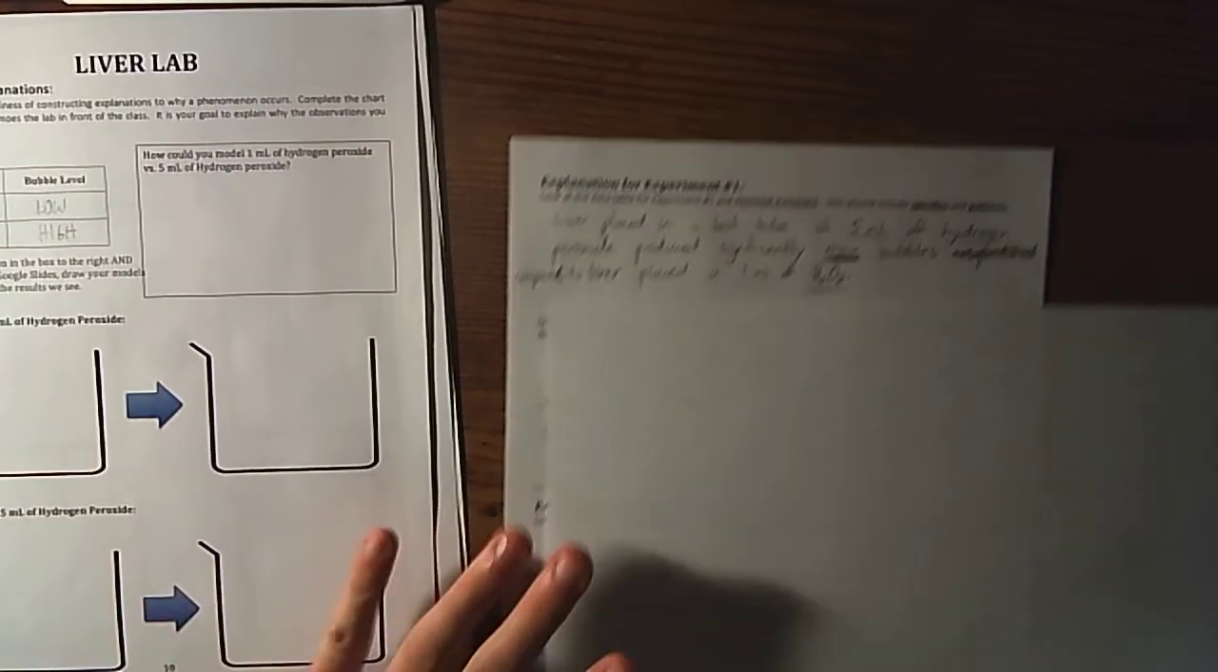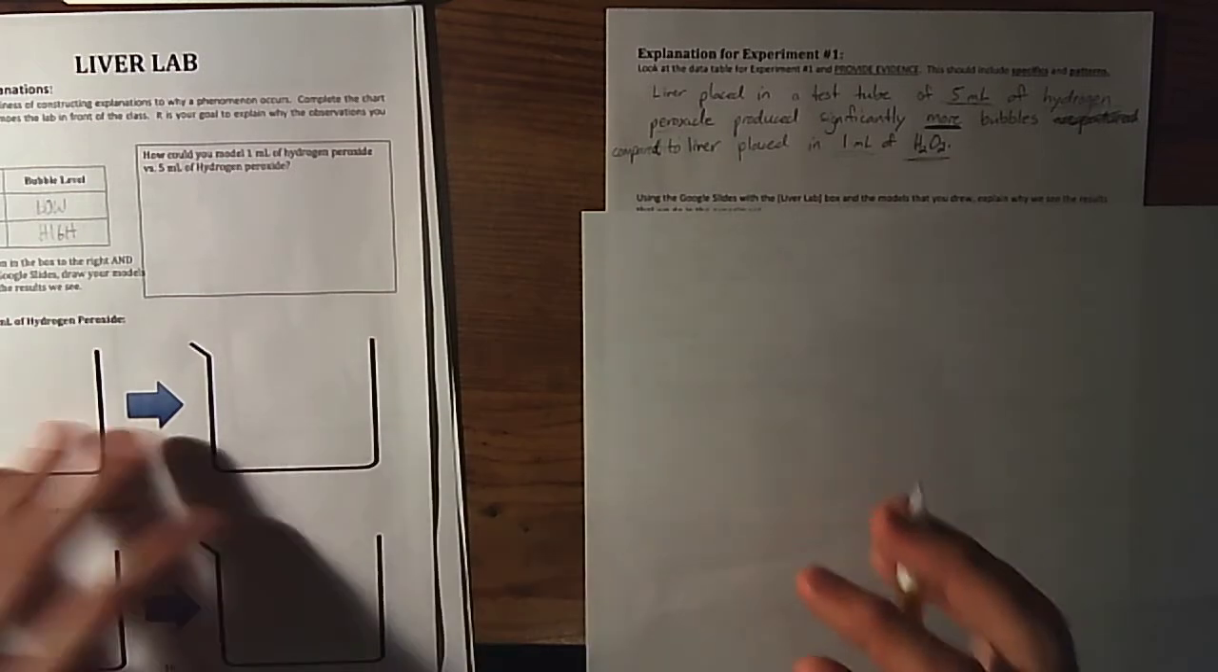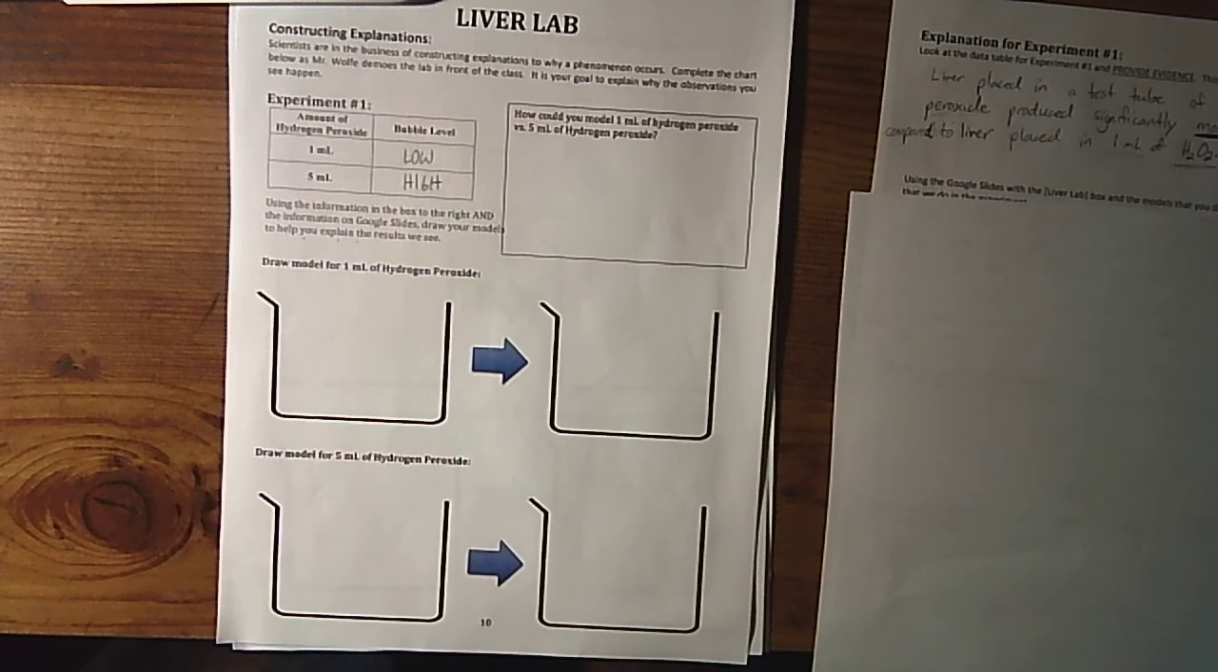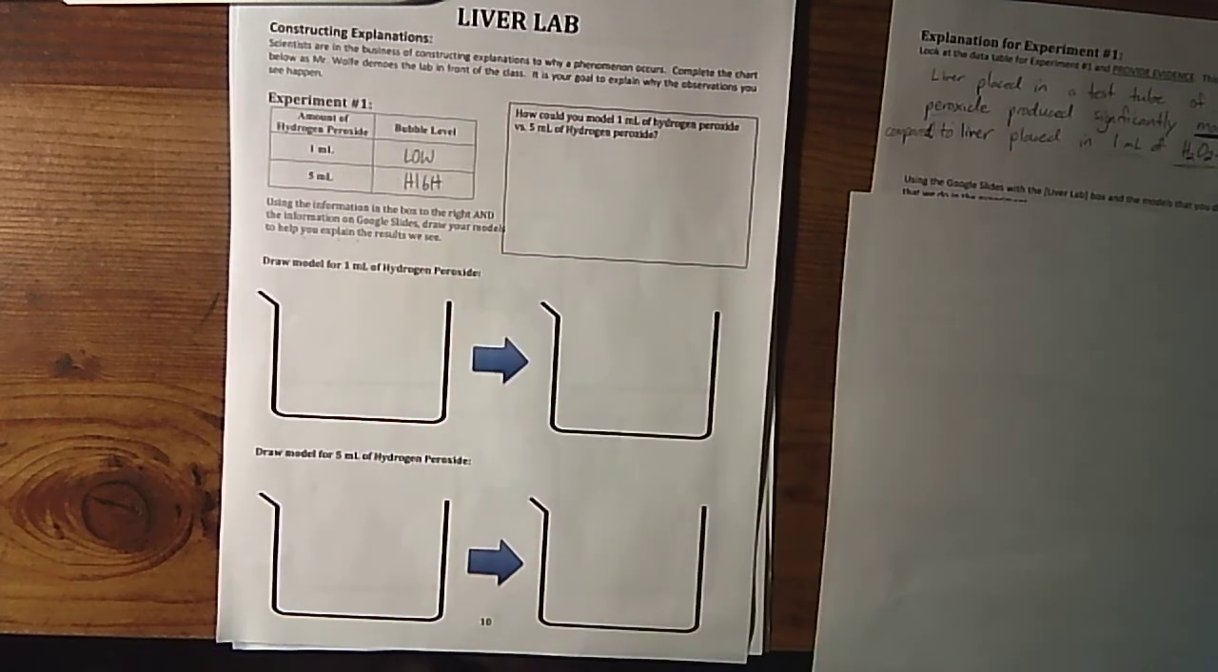Now, the next thing I need to do is construct my explanation. That's my ultimate goal, but it's going to be really, really helpful to draw a model out in this case. And by drawing that model, it hopefully will make a little bit more sense in terms of why we see a low amount of bubbles here versus a high amount of bubbles here.